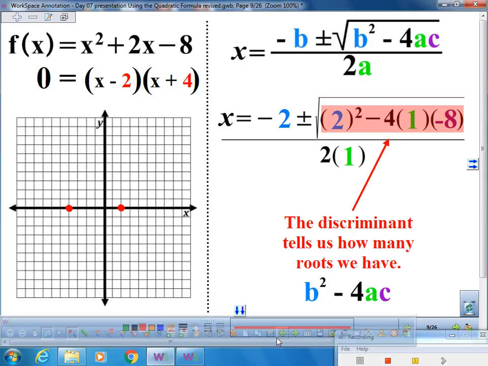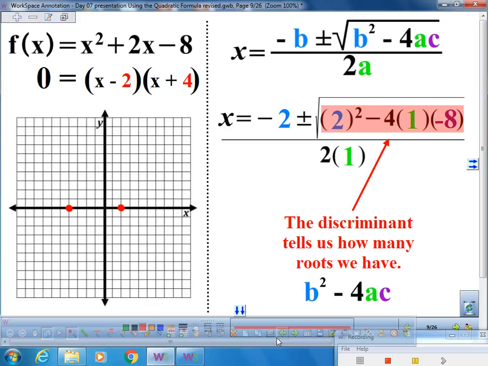So if it's positive, you're going to have 2 roots, right? Because that's why we've got the plus or minus. So it's going to go in one direction and the other. If it's a 0, we're going to have 1 root, and it's going to be on the x-axis. It's a double root. And if it's negative, we're going to have no roots, right? We're going to talk about that. We're going to be able to figure it out.